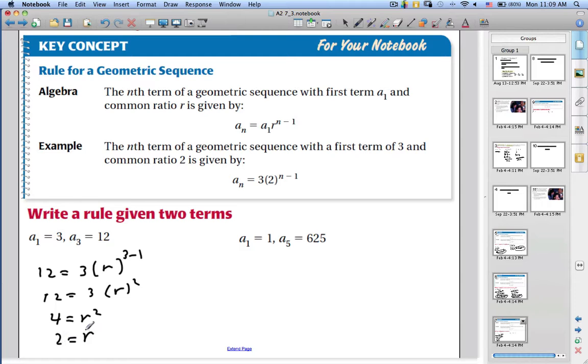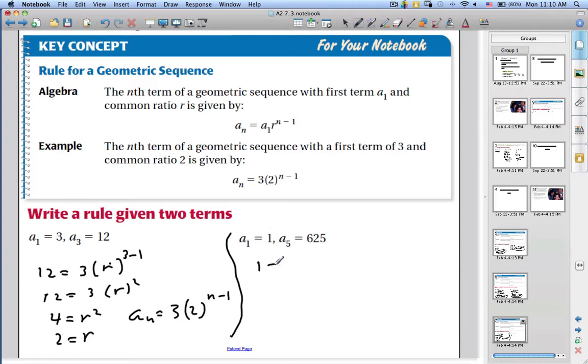Now you might ask, why isn't it plus or minus 2? Well, it could be plus or minus 2, but you'll find that if I plug negative 2 into one of these scenarios, I'm not going to get the same terms. Okay, so let's go ahead and write our rule. We know that a sub n is equal to my first term, 3, times 2 to the n minus 1 power. Okay, in this case, they also gave me a sub 1, so I really don't have to write a system, but I'm going to do that anyway, because if they gave me a sub 2 or a sub 3 instead of a sub 1, then I would have to do that.